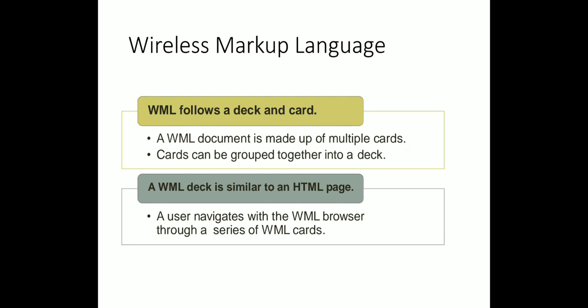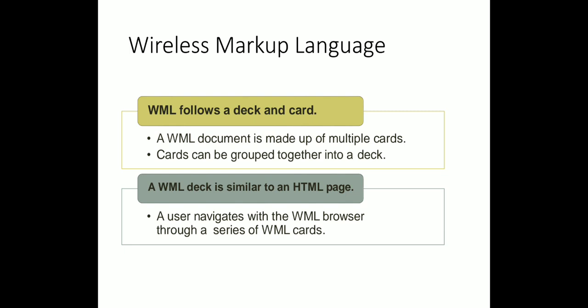This point is very important, so listen carefully. WML is used to create pages that can be displayed in the WAP browser. Pages in WML are called decks, and decks are constructed as a set of cards. So WML follows a deck and card system. A WML document is made up of multiple cards, and cards can be grouped together into a deck. WML pages are called decks and they are constructed as a set of cards related to each other with links.